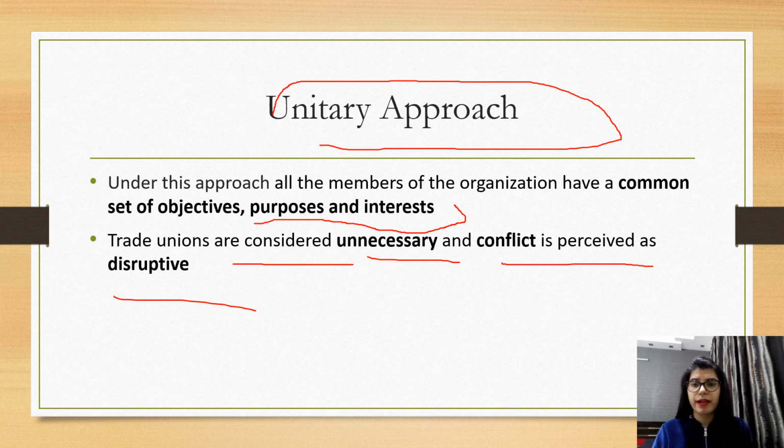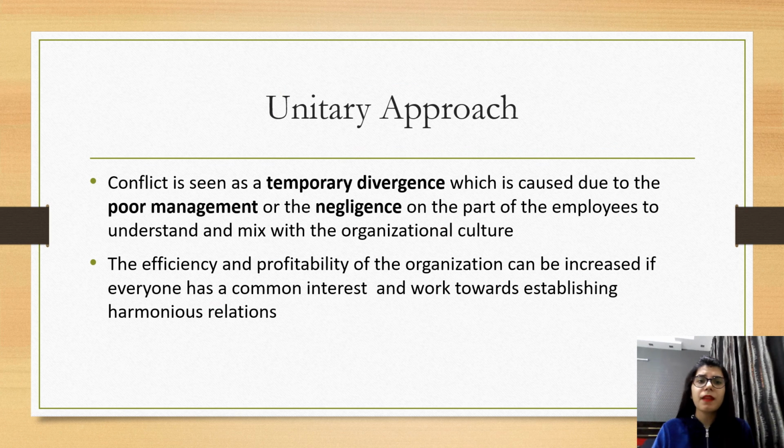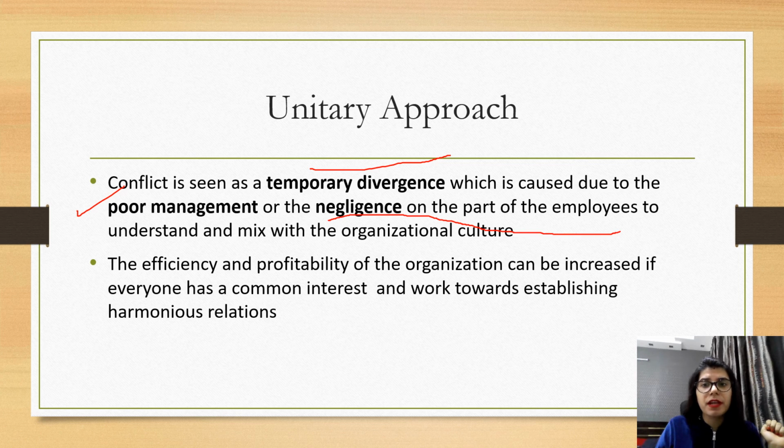ये अच्छा नहीं है organization के लिए conflict, तो ये unitary में consider होता है. Then conflict is a temporary divergence. इसको एक temporary divergence माना जाता है कि भटक जाना. Divergence क्या होता है? भटक जाना. ठीक है, so इसे temporary divergence कहा गया है, and conflict arises due to poor management. ठीक है, poor management in the organization and negligence on the part of the employees.